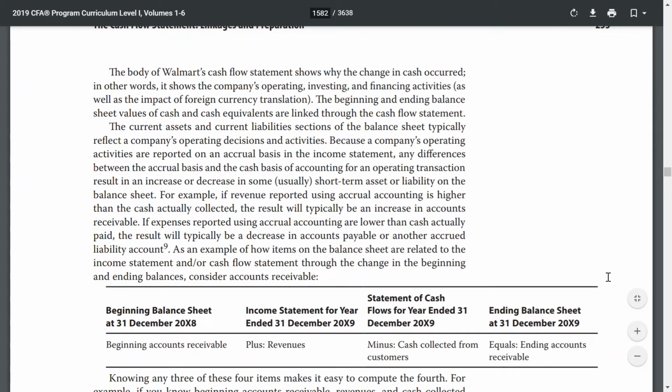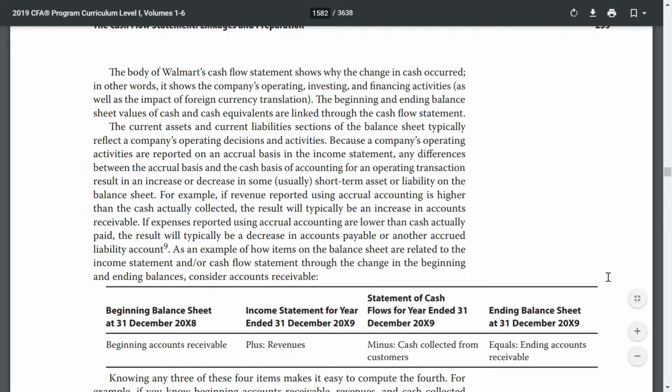The body of Walmart's cash flow statement shows why the changes in cash occurred. In other words, it shows the company's operating, investing, and financing activities, as well as the impact of foreign currency transactions. The beginning and end of period balance sheet values of cash and cash equivalents are linked through the cash flow statement. The current assets and current liabilities section of the balance sheet typically reflects the company's operating decisions and activities.